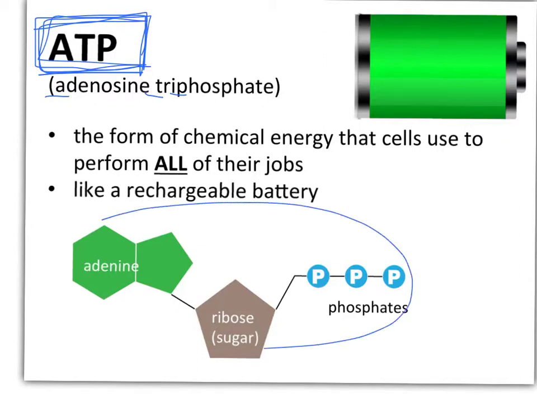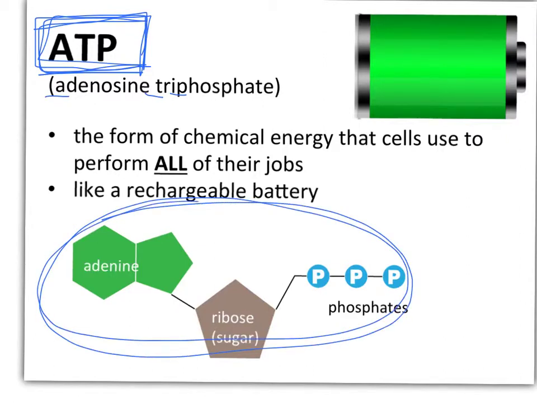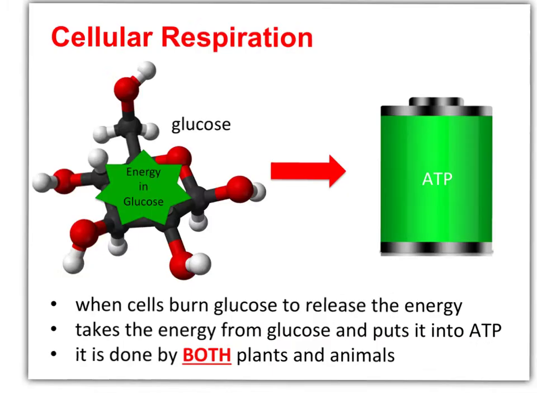This is kind of what it looks like. If you want to know a little bit about its structure, you do not need to know this. You can just think about it like a rechargeable battery, and that is good enough for this class, that we're thinking about ATP being like a rechargeable battery in your cells. So cellular respiration is what we call it when cells burn glucose to release the energy. Cellular respiration takes the energy from the glucose and stores it in ATP.